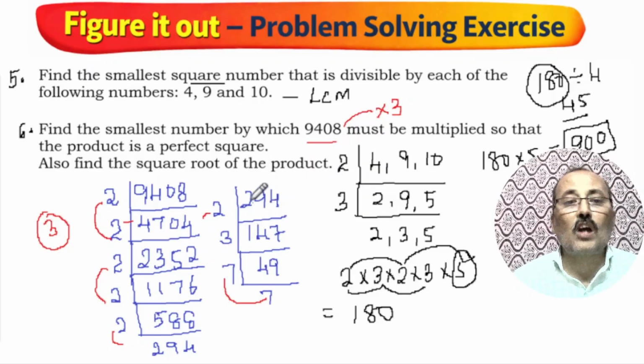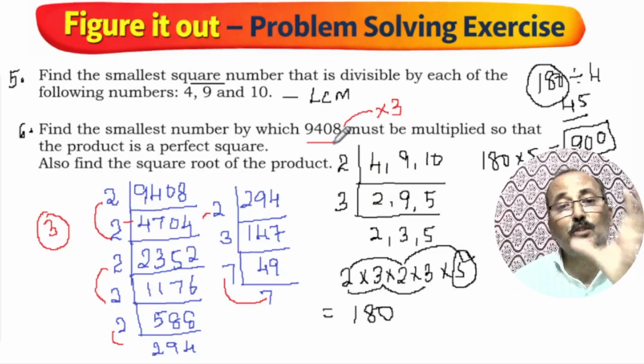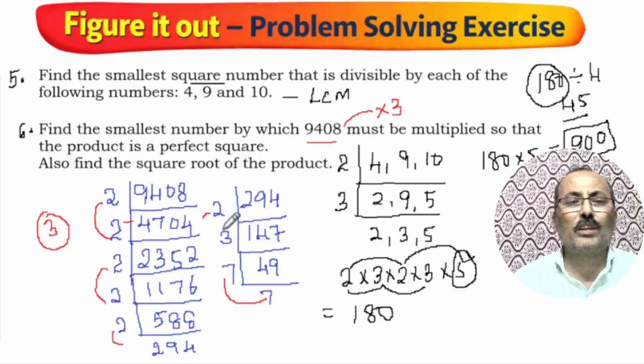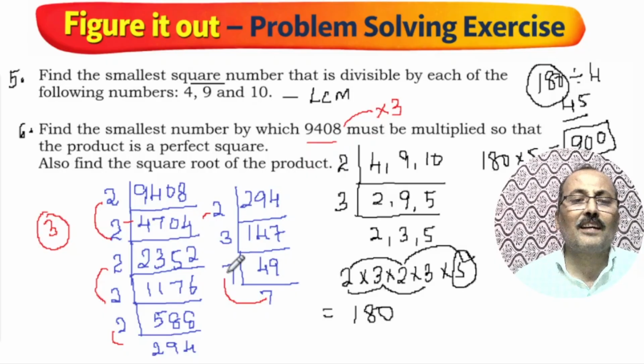Next, how to find the square root of the product. The product means you'll get one bigger number. Don't worry about that number. Here the pairs are what? One 2 from each pair of 2s, one 2 from the other pair, one 7, and only one 3 extra we are taking, that's all.